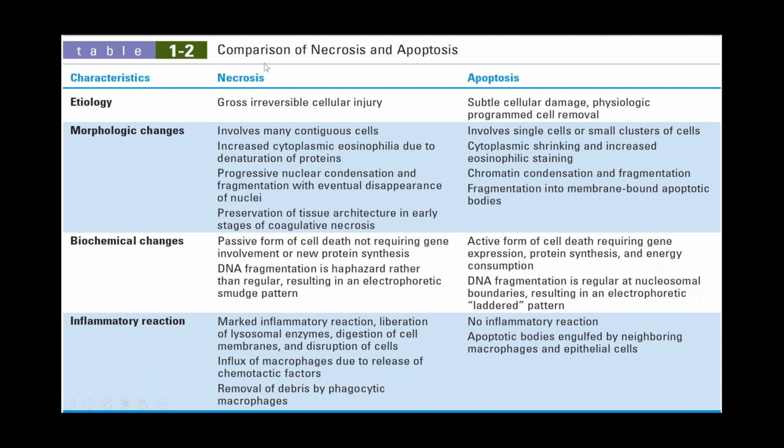Here is a comparison between necrosis and apoptosis. First, we start with pathology. Necrosis is gross irreversible cell injury, while apoptosis is subtle cellular damage, physiological programmed cell removal. Morphological change: necrosis involves many contiguous cells, with increased cytoplasmic eosinophilia due to denaturation of protein, and progressive nuclear condensation and fragmentation with eventual disappearance of the nuclei and preservation of tissue architecture in the early stage of coagulative necrosis.